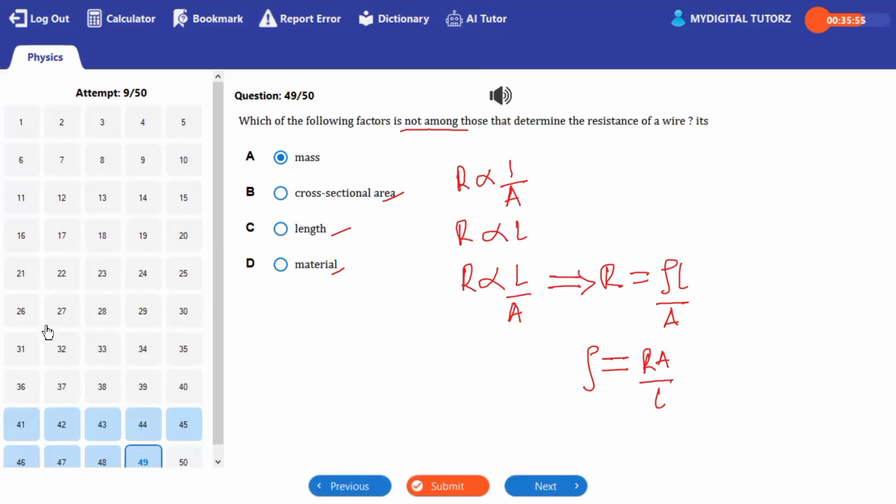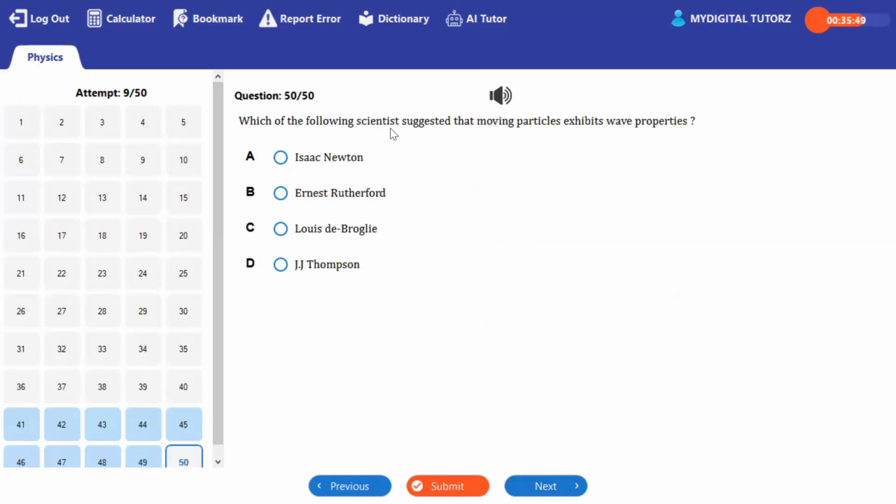Okay. So question 50 says, which of the following scientists suggests that moving particles exhibit wave properties? Isaac Newton is associated with the laws of motion. Ernest Rutherford is associated with nuclear physics, right? Same to J.J. Thomson. So the only odd one here, assuming you don't know the scientists but you know some of these, is Louis de Broglie.